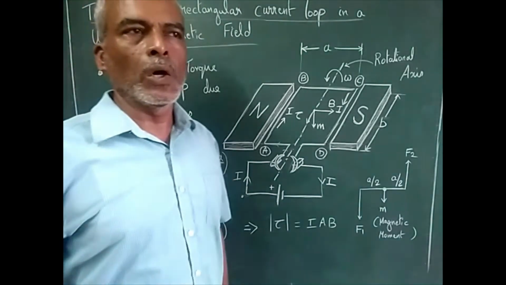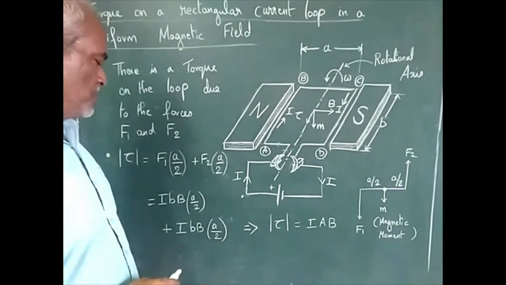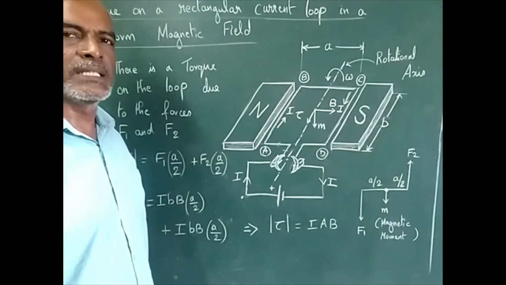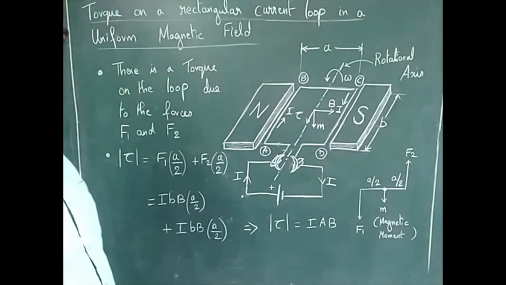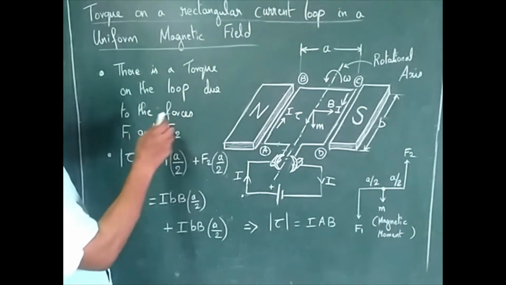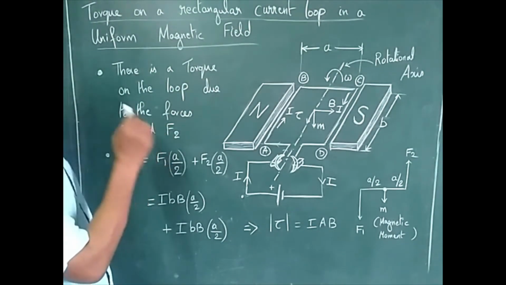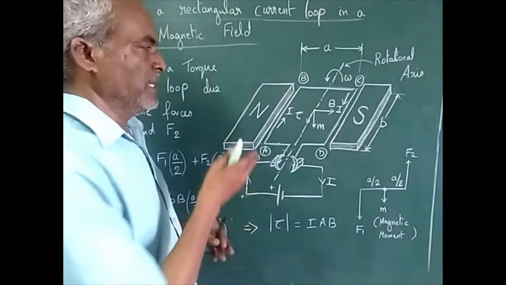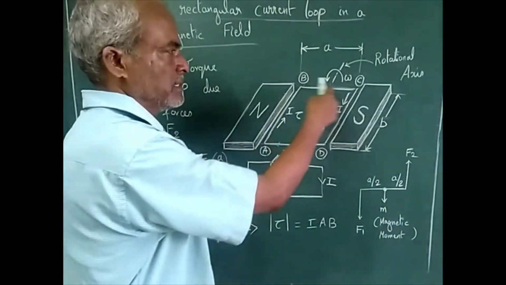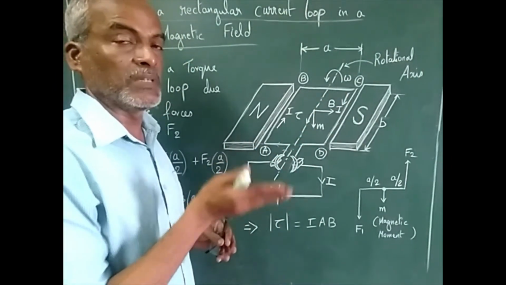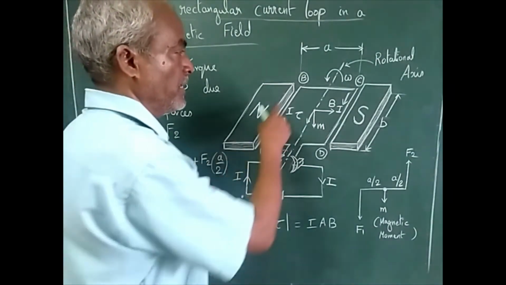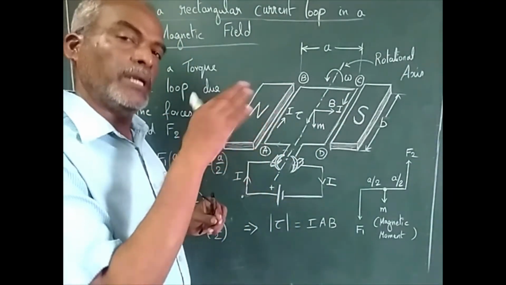We have seen now the force around the loop, the net force around the loop is 0. But there is a torque. There is a torque on the loop due to the forces F1 and F2. So there will be a rotational torque exerted on this rectangular loop. It will start rotating. But if you consider the net force, it is 0. But there will be torque.